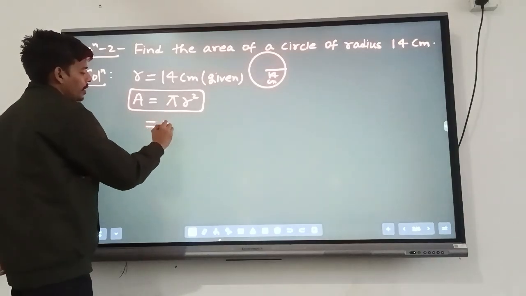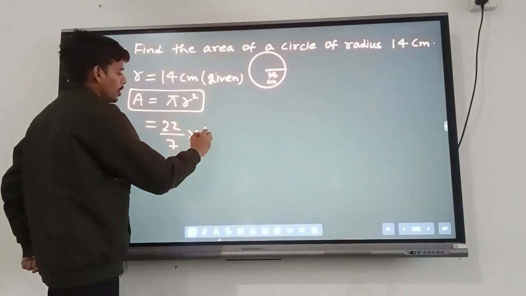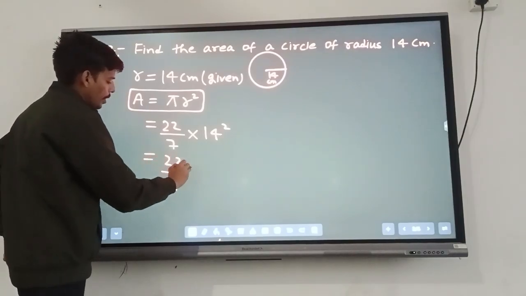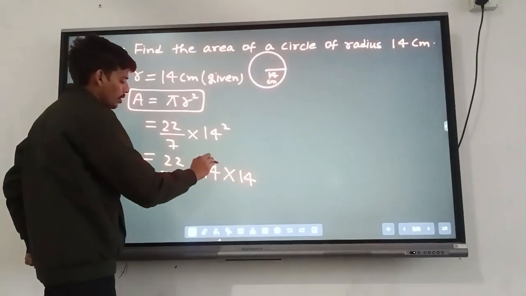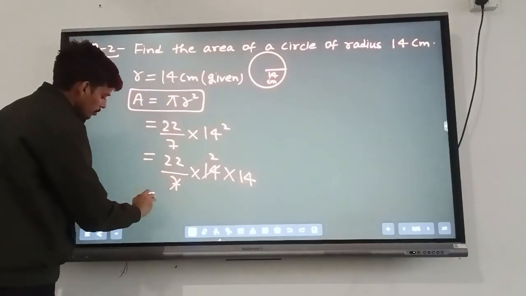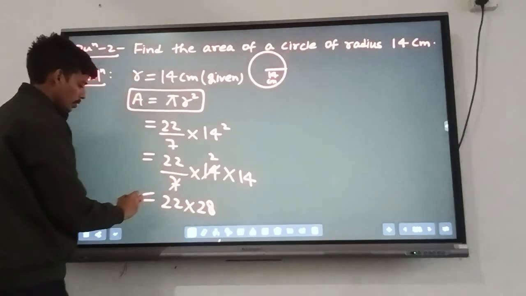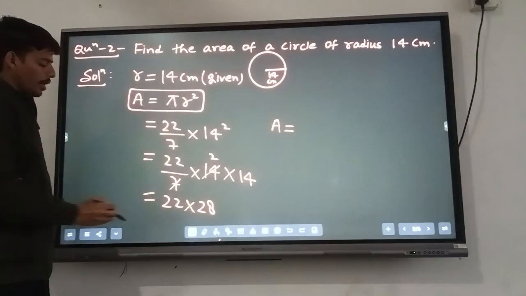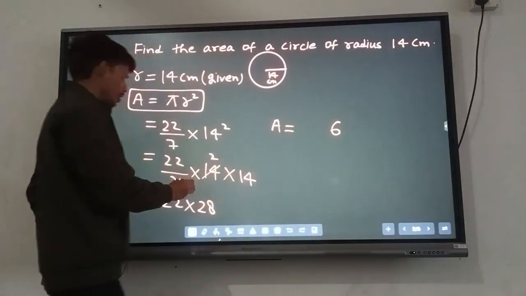So the value of pi is 22/7 and the value of radius, that is given, is 14 centimeter, squared. Now 22/7 into 14 square means 14 into 14. 7 twos are 14. So 22 into 14 into 2 means area equals 22 into 28. 28 times 2 is 56, 6, 5 carry, 28 times 2 is 56 and 5 is 61.